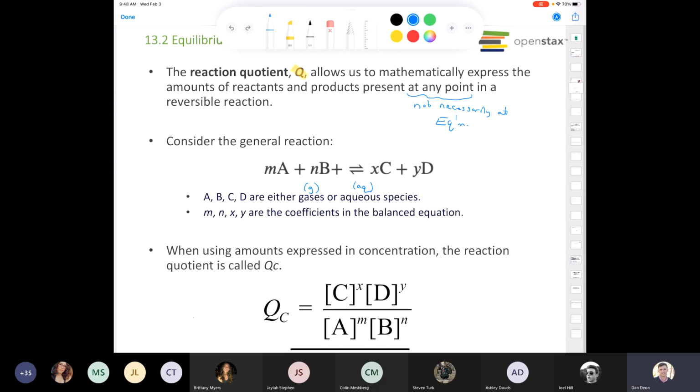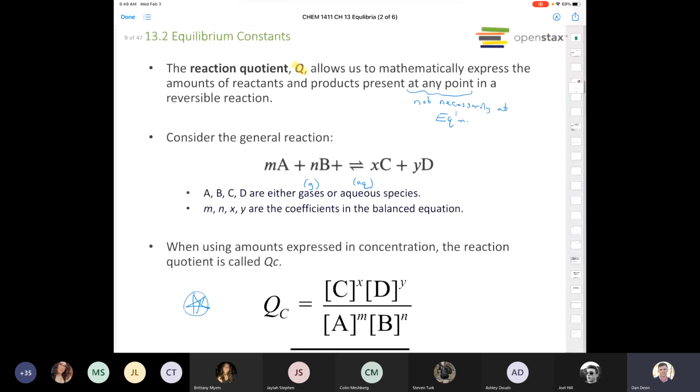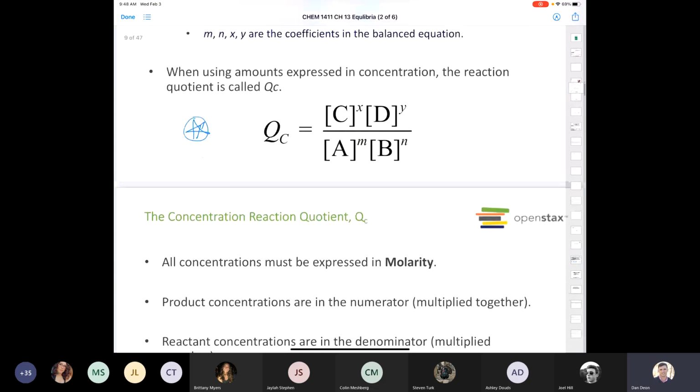This is a formula that you need to have memorized. If you do the practice problems, you're going to use this formula so many times that you will become very accustomed to it. So that's our reaction quotient, Qc. Again, keep in mind that this is not necessarily equilibrium. We can use it to represent the amount of reactants and products at any time in a reversible reaction. If you read the textbook, you've learned about the equilibrium constant, and we're going to learn about the comparison of the equilibrium constant and the reaction quotient.